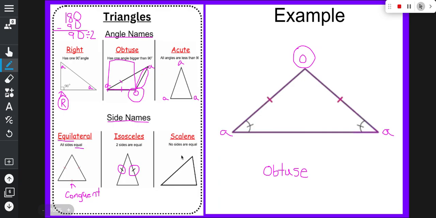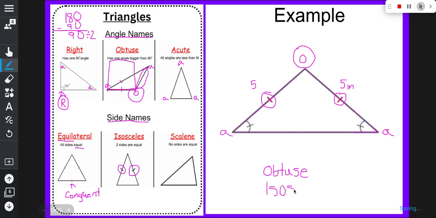And then the last one is scalene. Scalene means that no sides are equal. Now on a triangle, it should always show if it has any of these congruent sides, or it might have a measurement, maybe like 5 inches. It needs to have one or the other in order to give it its name. In this case, because it had those 2 dashes, 2 sides, I know that it is isosceles.